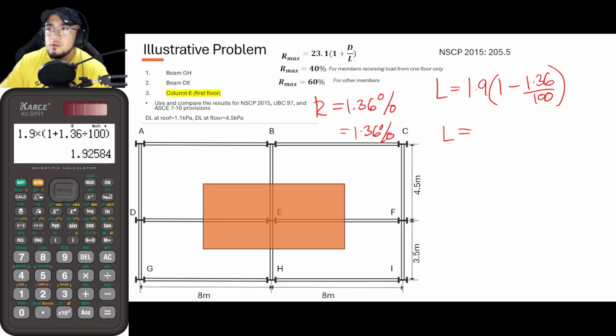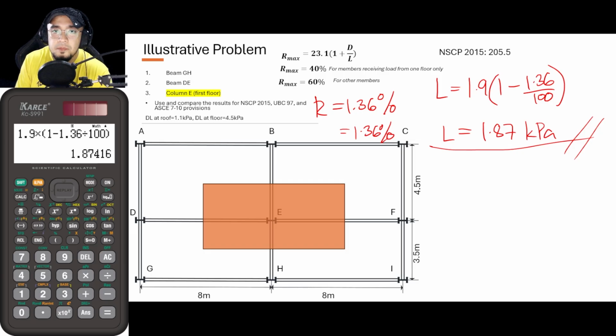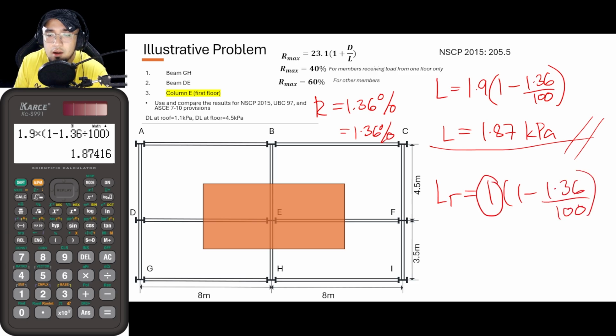So, oops, sorry, minus pala. 1 minus 1.36 all over 100. Yun na, parang walang kwenta na naman, 1.87 kilopascal. This is already the reduced live load as per NSCP 2015. And for the roof live load, that is equal to 1 times 1 minus 1.36 all over 100. Again, as a reminder, this one here, yan po yung according to NSCP kanina for roof live load. Okay? And from that, LR is now equal to 0.9864.